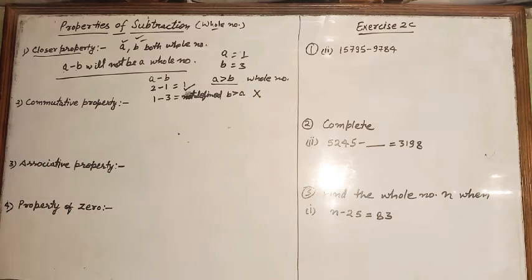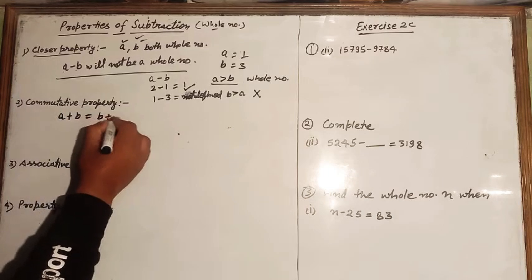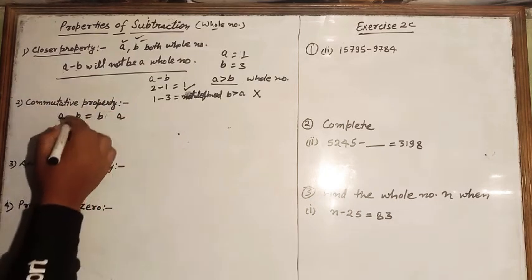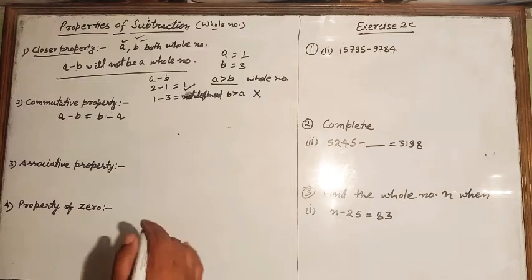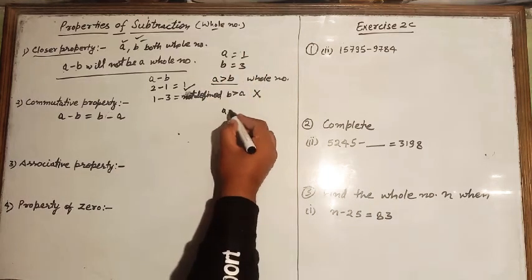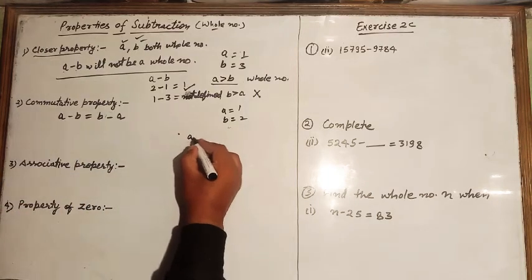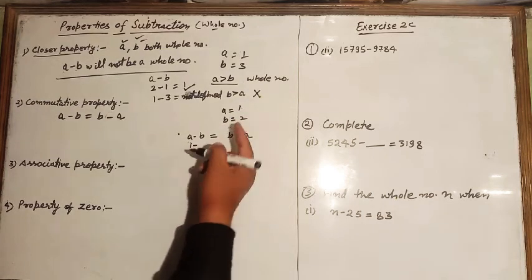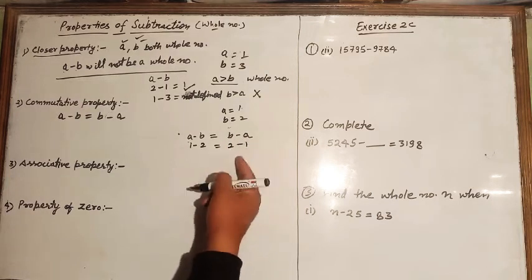Now come to the commutative property. In the previous video we learned the commutative property: a plus b is equal to b plus a. But here it is subtraction, so what will we write? a minus b is equal to b minus a. Does it hold good for whole numbers or not? We will check here. Suppose we take a is equal to 1 and b is equal to 2. If a minus b is equal to b minus a, then the value of a is 1 and b's value is 2; again b's value is 2 and a's value is 1. Like this we can write.